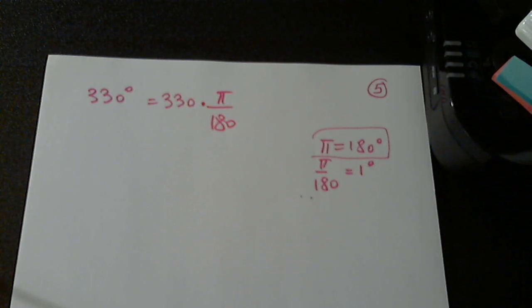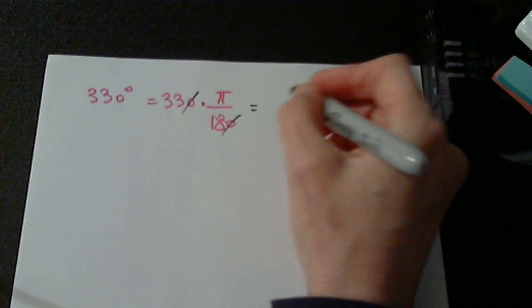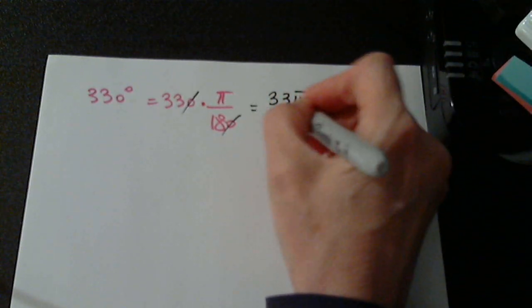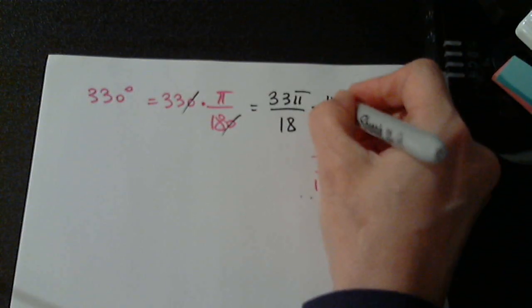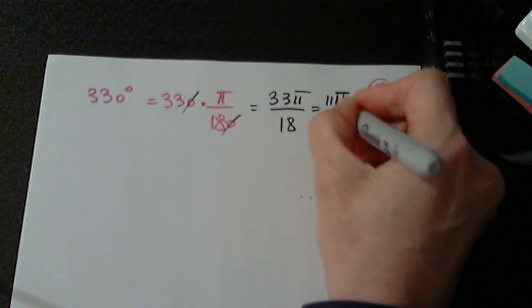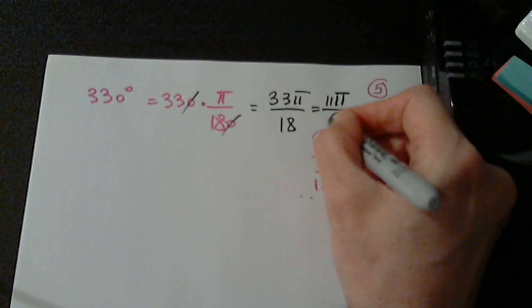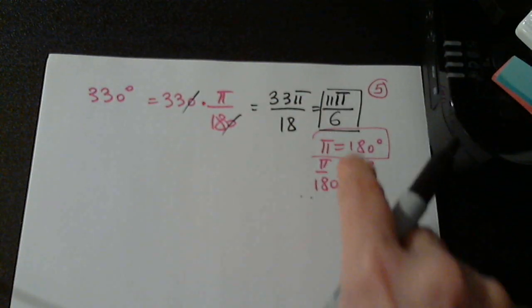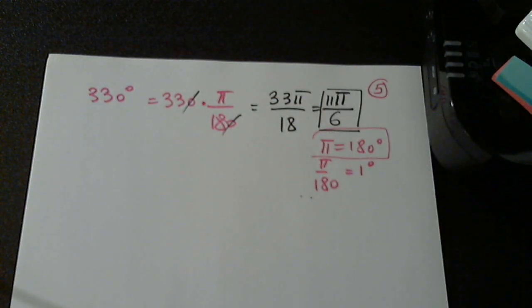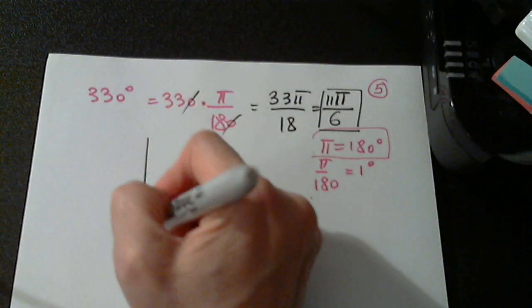And yes, I have to simplify as much as possible. Do not leave it like this. It has to be fully simplified. How do I do that? Okay. So I have 33 pi over 18. I have to simplify by 3, and I get 11 pi divided by 6. This is it. Is it difficult to picture this? No. Why not?